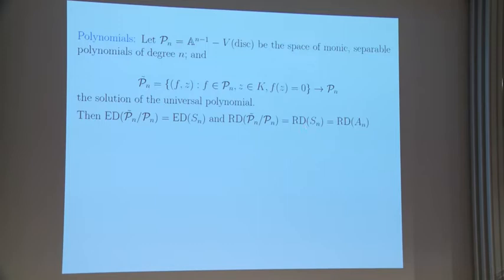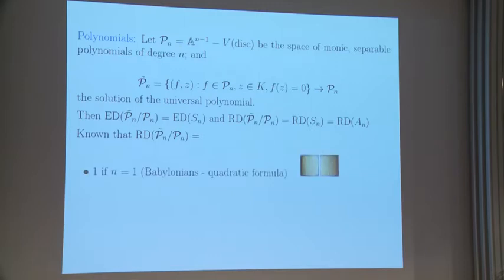same for resolvent degree. And notice, this is going to be one of the rules of the game. The resolvent degree of S_n turns out to be the same as the resolvent degree of A_n, because this is just an index 2 subgroup. And as we'll see in a second, when I have a cover of degree 2, I can always reduce it to something one-dimensional. So that's kind of easy, but I'll mention it in a second. So what is known about the resolvent degree? For n equals 1, it's due to the Babylonians that this is equal to 1. This is the paper. Okay.